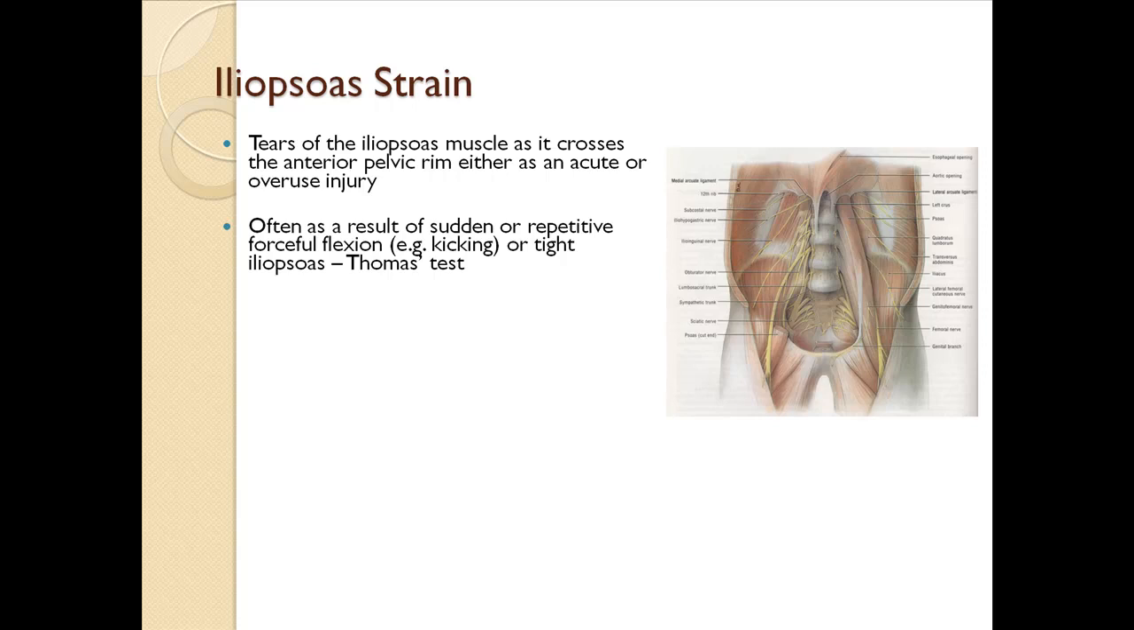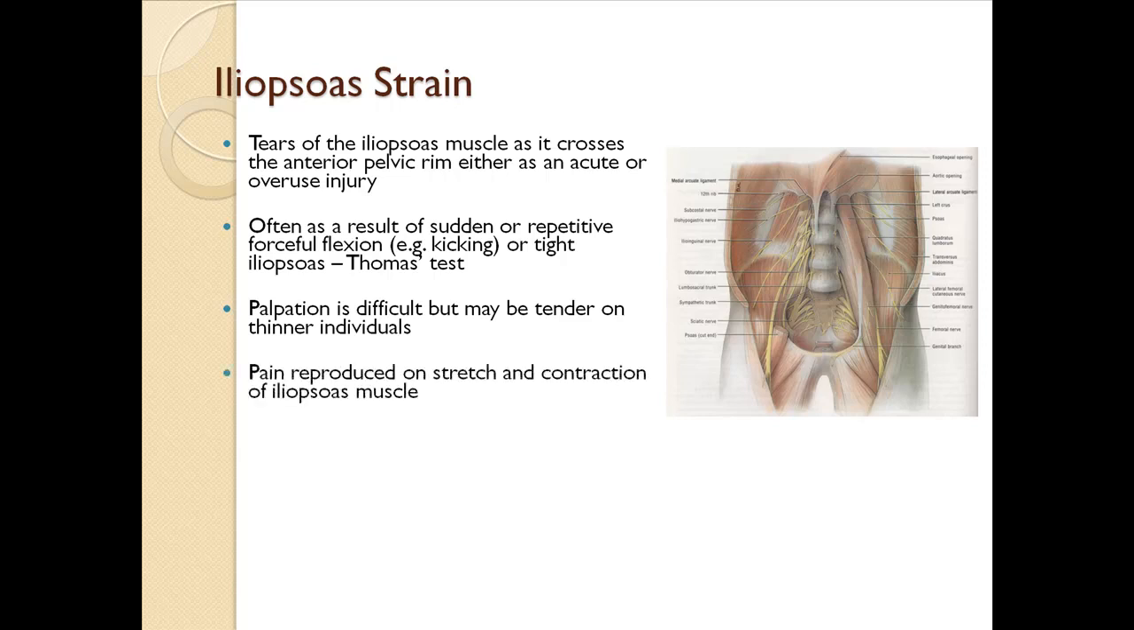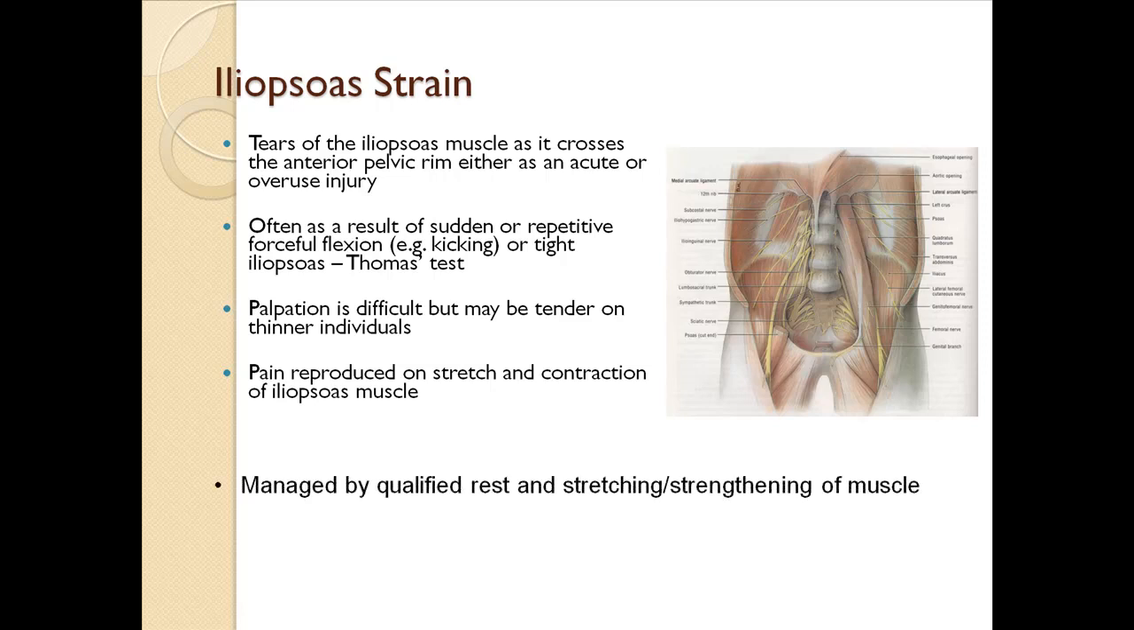Tightness of iliopsoas predisposes the individual to it, and this can be tested fairly simply using the Thomas test. Palpation is often difficult because iliopsoas is deep, but on some thinner individuals you may actually be able to get as far as identifying tender spots in the area. Pain, however, is often reproduced when you either stretch the iliopsoas muscle or produce a contraction of iliopsoas.